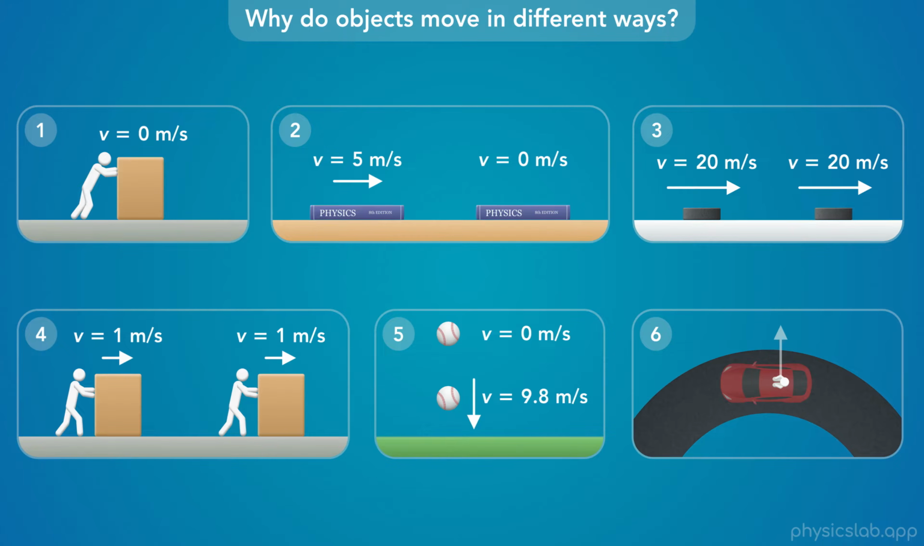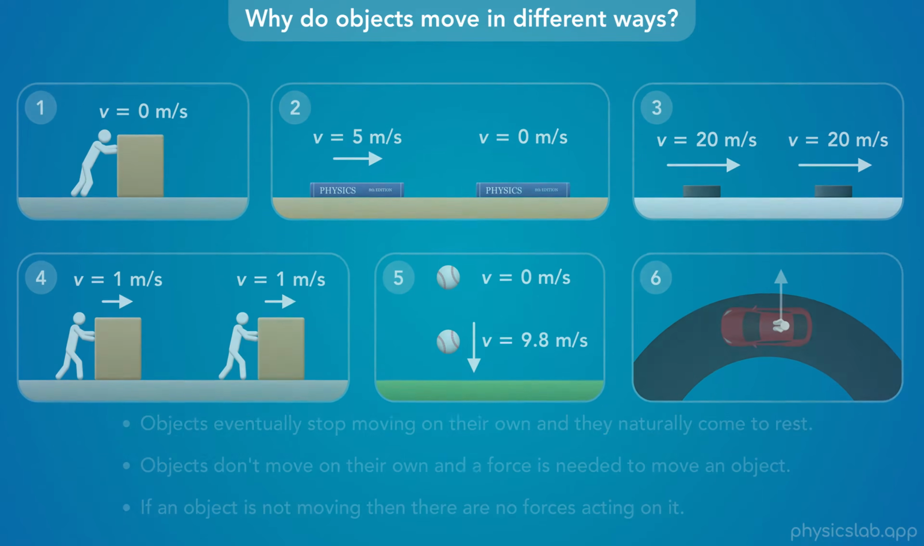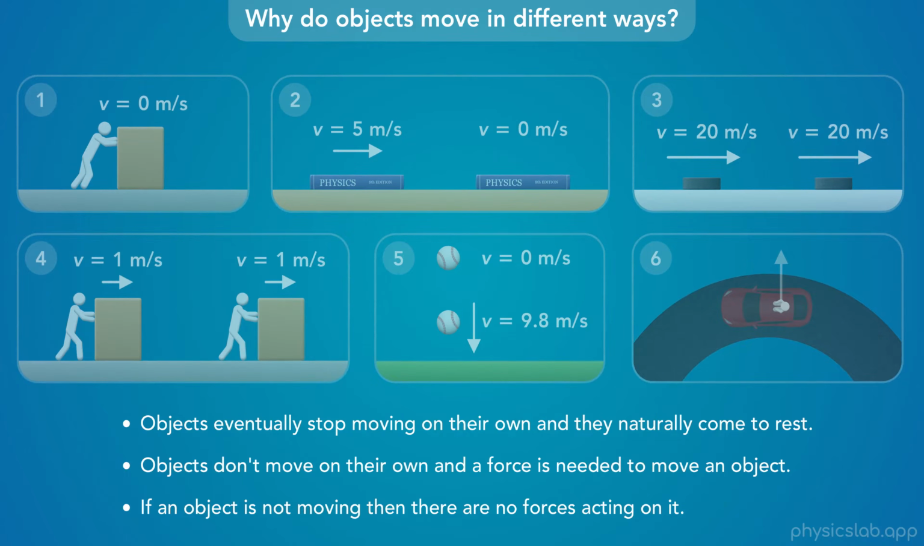Alright, so hopefully you were able to come up with some explanation for each scenario. Here are some common things that people think of. Objects eventually stop moving on their own, and they naturally come to rest. That might explain why the book slows down and stops. But it doesn't explain why the hockey puck keeps moving. Maybe it just needs more time to stop on its own.